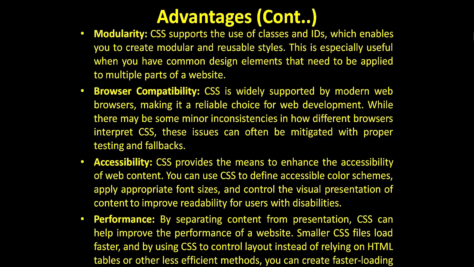Accessibility. CSS provides the means to enhance the accessibility of the web content. You can use CSS to define accessible color schemes, apply appropriate font sizes, and control the visual presentation of the content to improve readability for users with disabilities. For example, a user wants to read paragraph content in one color, a user wants to see the text in a different color, and he wants to see the headings in one color. So that kind of accessibility is there by using CSS.